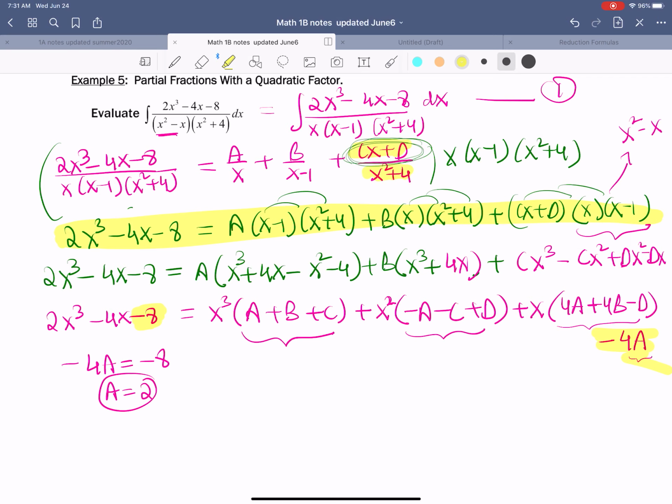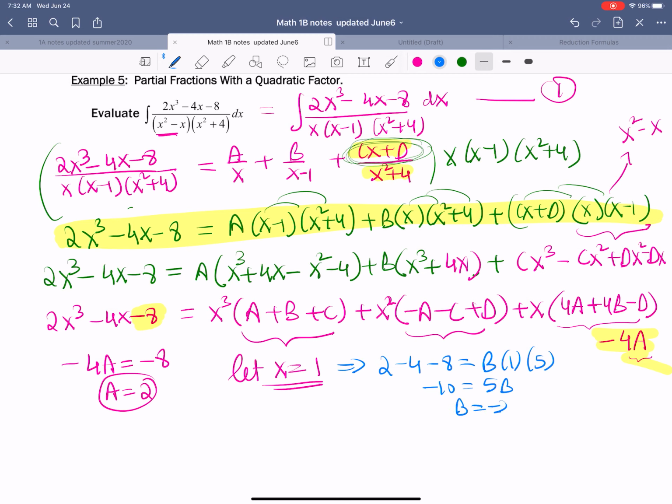And if I do clever substitution, let x be positive 1 in the highlighted equation on both sides. This would give me 2 minus 4 minus 8. All the terms that contain x minus 1 will go to 0. We will be only left with 5b in here. So 2 minus 12 is negative 10, which is equal to 5b. b comes out to be negative 2. Okay, so b is negative 2.